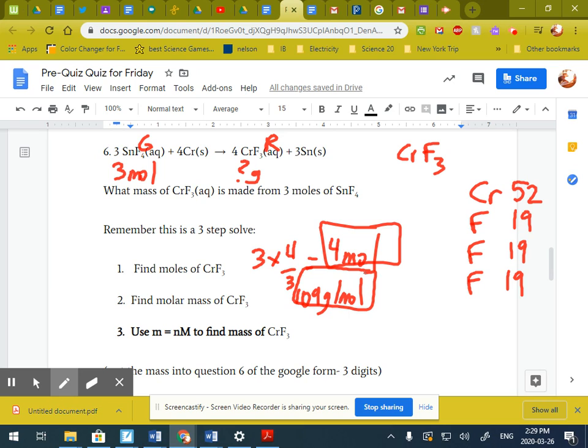Then we're going to use our formula: mass is equal to number of moles times molar mass. Number of moles times molar mass, 4 times 109, and that will give us our final answer of 436. Okay.